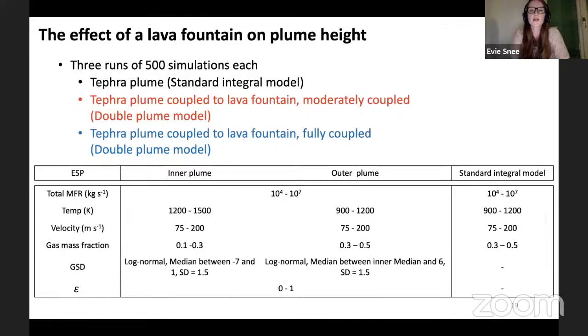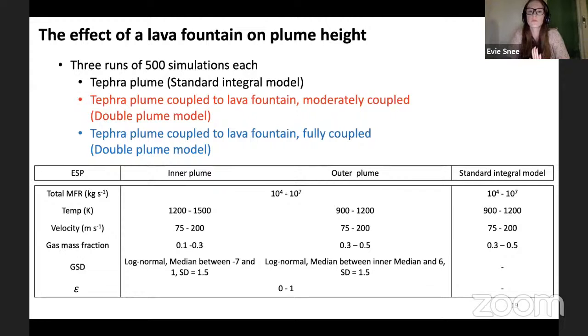So the first thing I want to examine with this new model is the effect of a lava fountain on the final height a tephra plume can reach. To do this, I'm going to run the plume model 500 times for 3 different scenarios. First, for a tephra plume that does not have a lava fountain, and I will be modeling this with just the standard integral model. And then the next scenario is for a tephra plume that is coupled to a lava fountain in the moderately coupled scenario, so where anything in the top of the lava fountain is not added to the start of the single plume region.